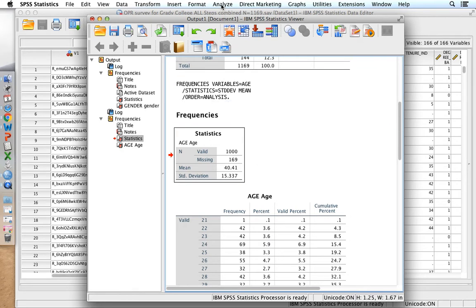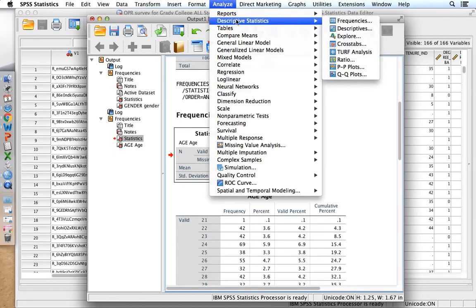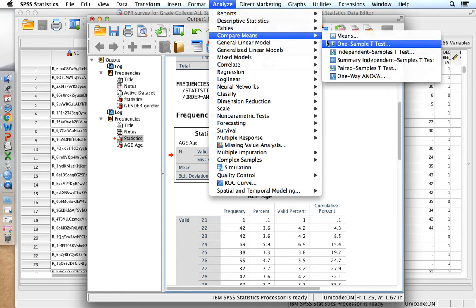So let's go ahead and move to our inferential statistics. One of the first inferential statistics that we deal with would be an independent samples t-test.